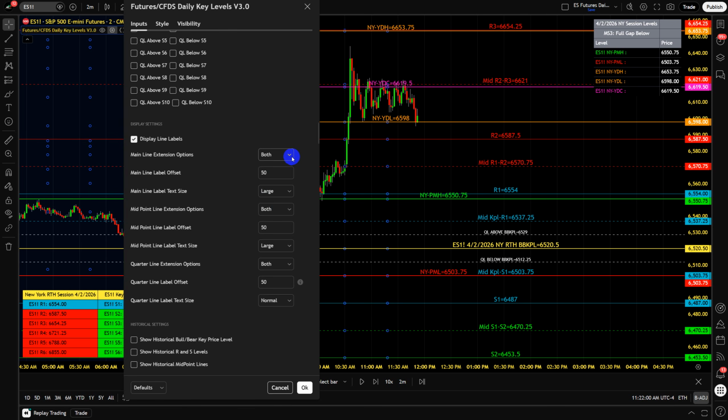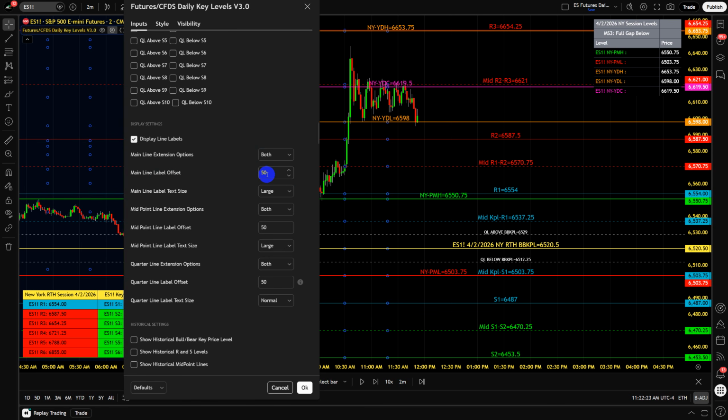This comes into play later if we're doing historical sessions. As you'll see later when we get to that section, we'll be turning all these to right only if we're going to be looking at historical sessions. But for regular day trading purposes, our suggestion is to leave them on both, but that is up to you.